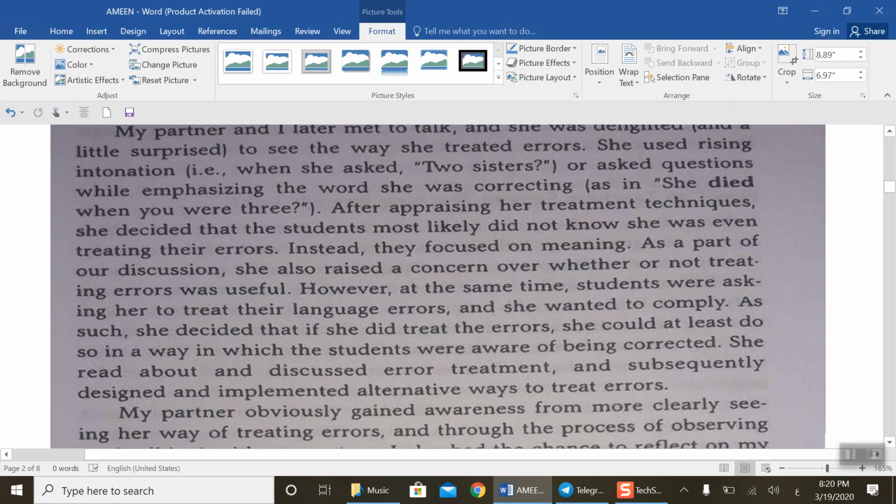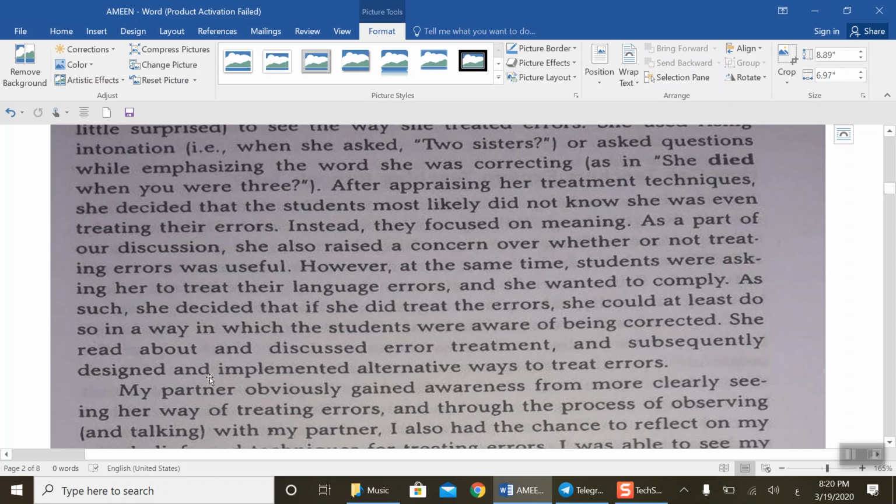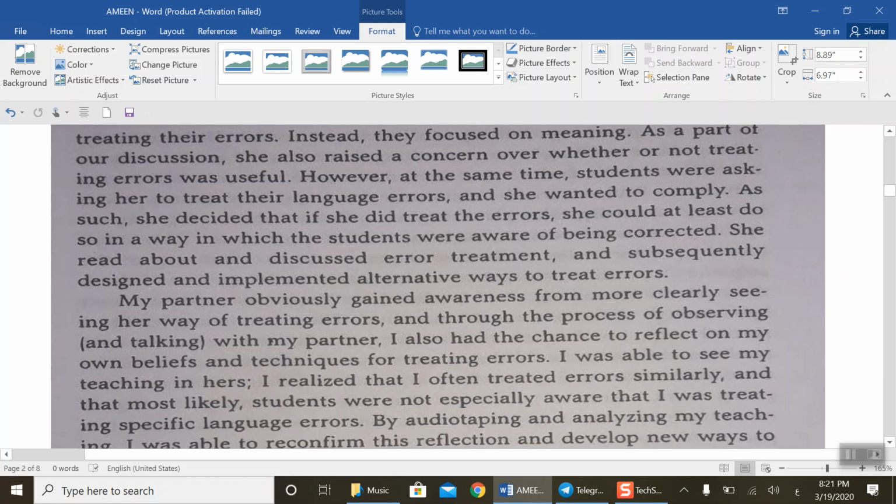She read and discussed error treatment and subsequently designed and implemented alternative ways, new ways to treat errors. You see here, so by videotaping what is inside the class by another teacher, it is also important for the teacher himself, the one who was videotaped, because he will notice his ways, his methods of teaching inside the class. So at the end he will have self-observation, which makes him change his methods of teaching, his ways, or use alternative ways. Okay, this is for the teacher himself.